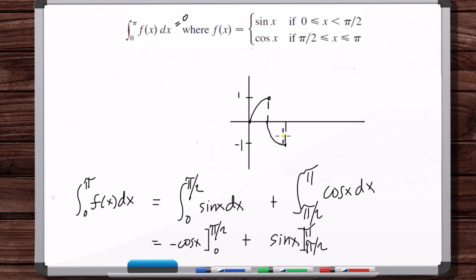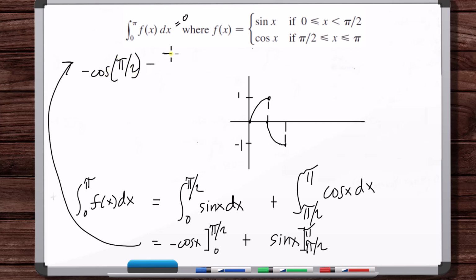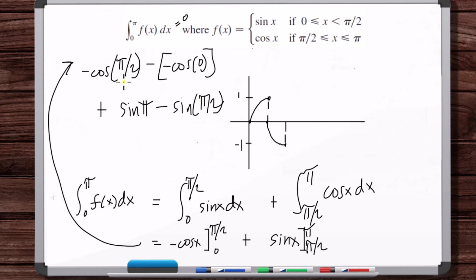So all we have to do is minus cosine pi over 2 minus cosine of 0 plus sine of pi minus sine pi over 2. So cosine of pi over 2 is 0. Okay, and then we're saying plus cosine of 0 is 1. So just 1. All right, sine of pi is 0. Sine of pi over 2 is 1. There you go.